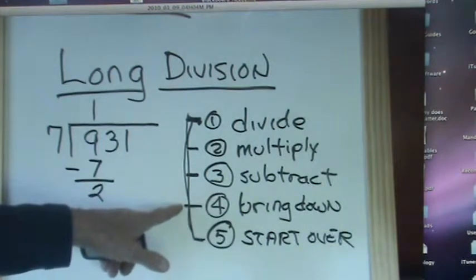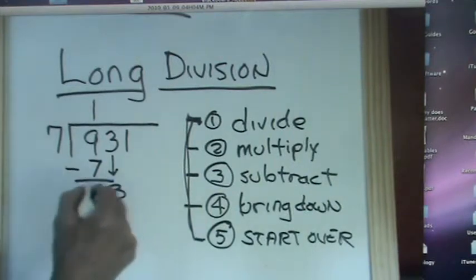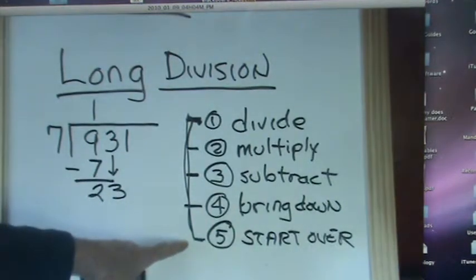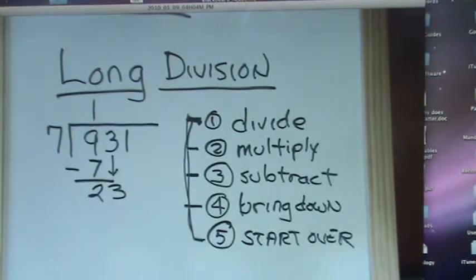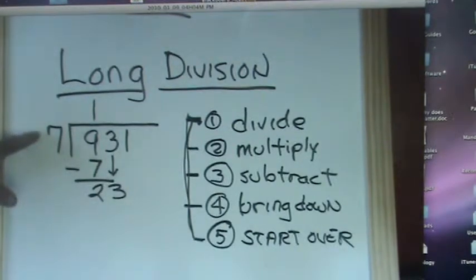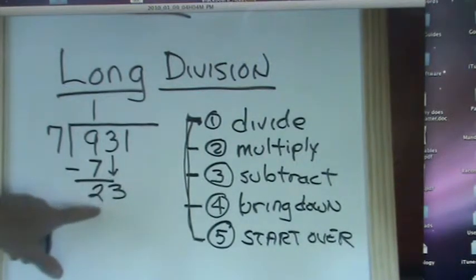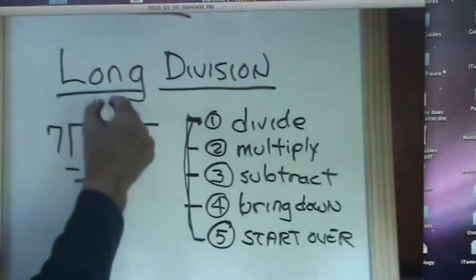Bring down, there's a number I can bring down. Yes, I can bring the 3 down. Since I brought something down, then I start over again, which means I go back and divide. Divide what into what? Well, we always divide the divisor, which is 7, into the last numbers that we have down here. So we divide 7 into 23. 7 will go into 23. Let's see, 7 and 7 is 14, 14 and 7. So it will go in 3 times.